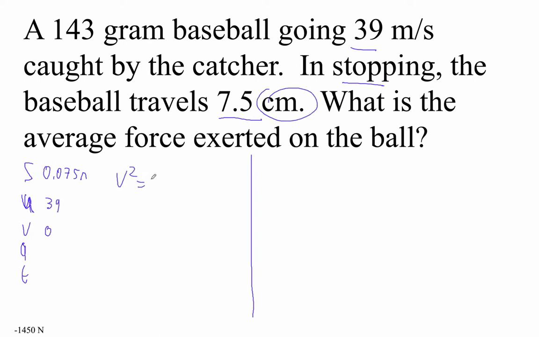So v squared = u squared + 2as. Okay, so 0 squared is 39 squared plus 2 times a, that we don't know, times 0.075. And you can see this number being small makes this number big, right? 39 squared divided by 2 divided by 0.075 is, wow, that's a big acceleration.